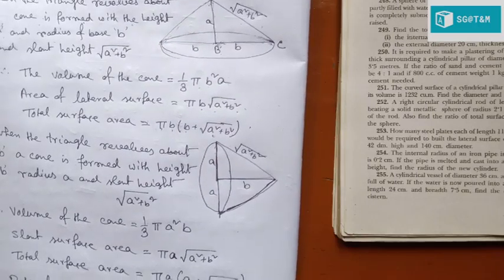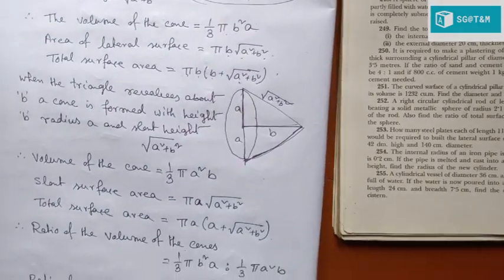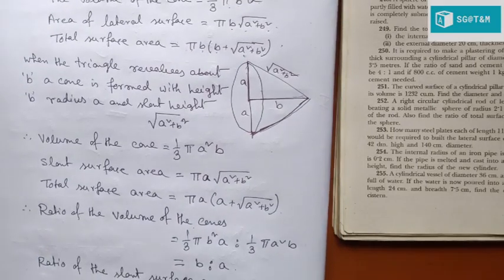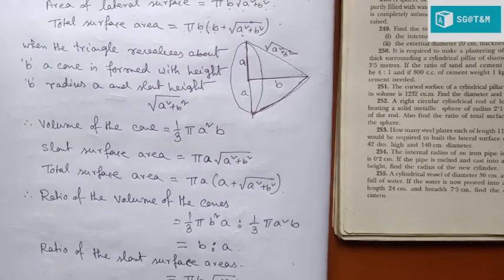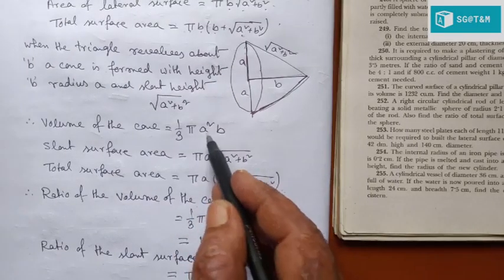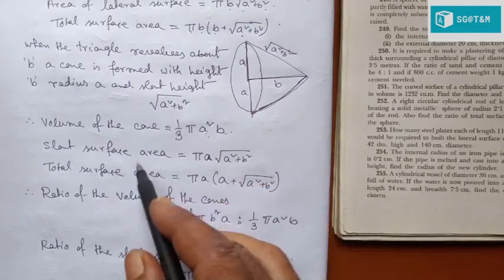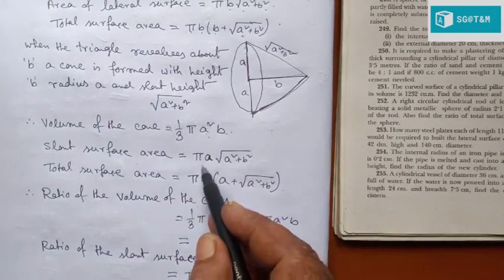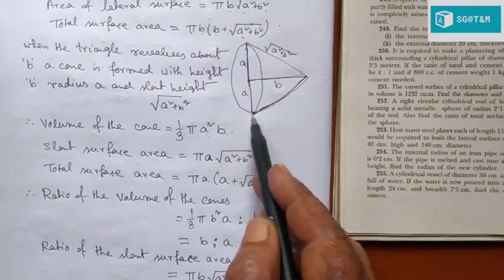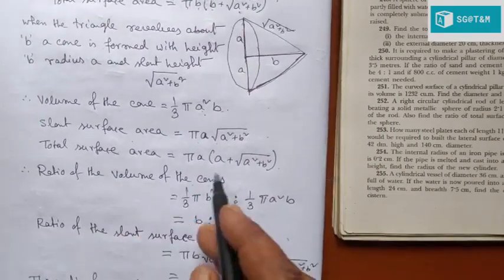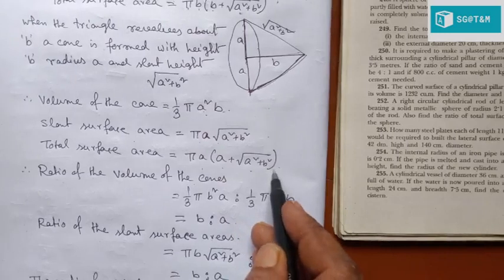At that moment, the slant surface is the same, no change at all. Therefore, the volume using the same formula 1/3 pi r square h is 1/3 pi a square into b, since the radius of base is a here. The lateral surface area is pi a into root over of a square plus b square. The total surface area is pi a into a plus root over of a square plus b square.